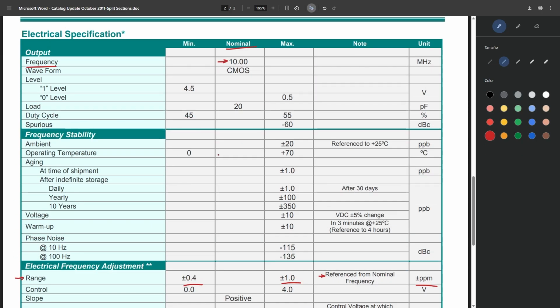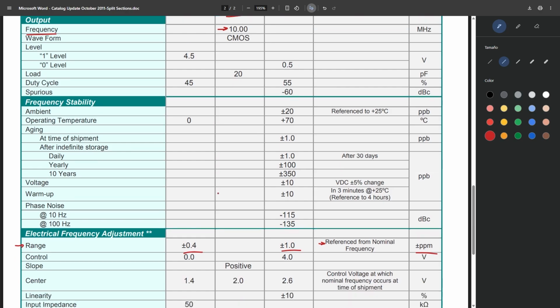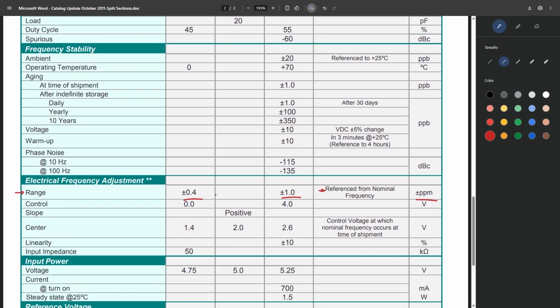Let's take the maximum range as an example. If there's plus or minus 1 pulse for every million pulses, there will be plus or minus 10 pulses for every 10 million pulses, thus giving me that the OCXO can be skewed a maximum of plus minus 10 Hz at best. If we do the same with the 0.4 value, we get that we can skew the frequency plus minus 4 Hz at worst.